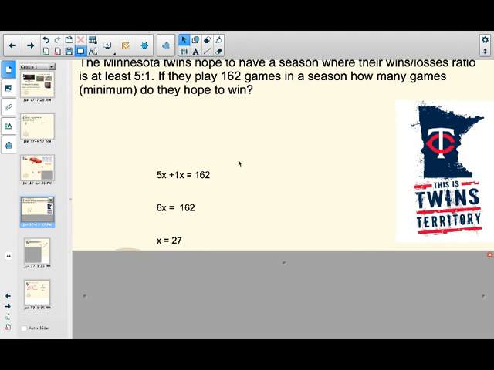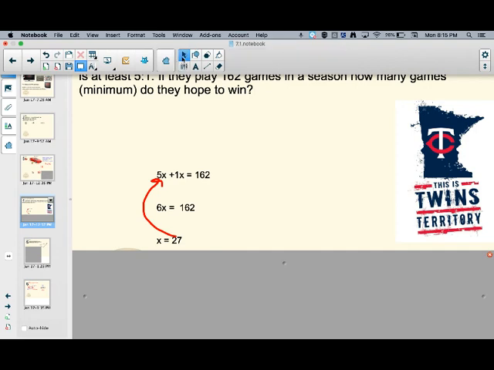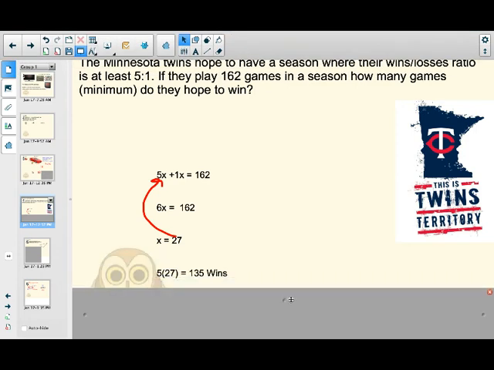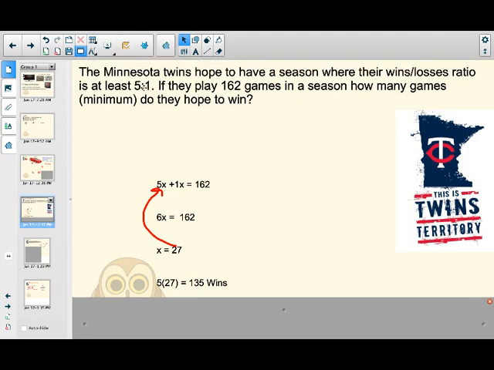So now what we have to be careful of is that the answer to this is not that they get 27 wins. It says in a season, how many games do they hope to win? What we now need to do with this x value is plug it back in for the one that represents the wins. And in this case, it would be 5x. So what we'll do is plug it back in. 5 times 27 gives us 135 wins. So if they want to keep that ratio of 5 to 1, they need to hope to win 135 of their games.